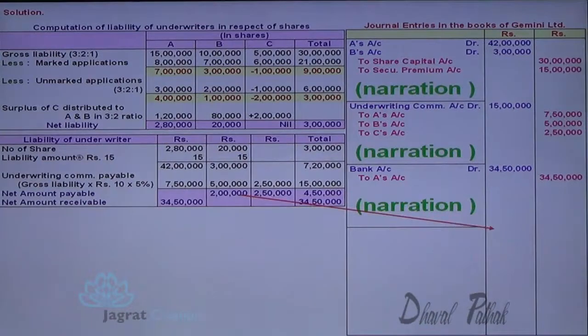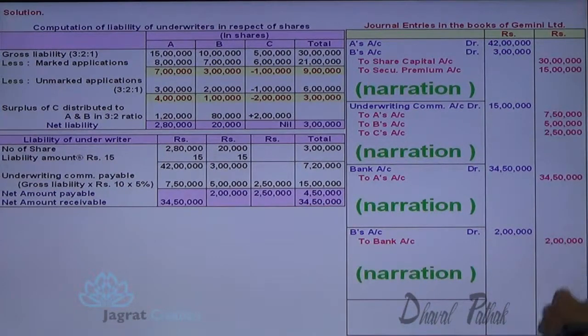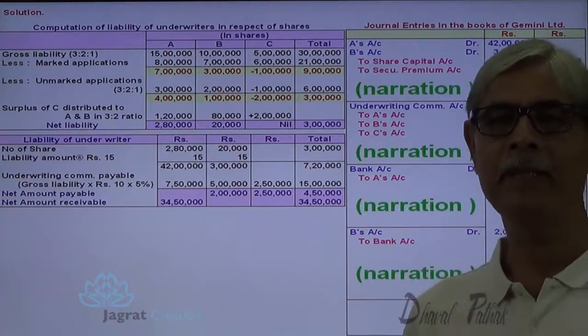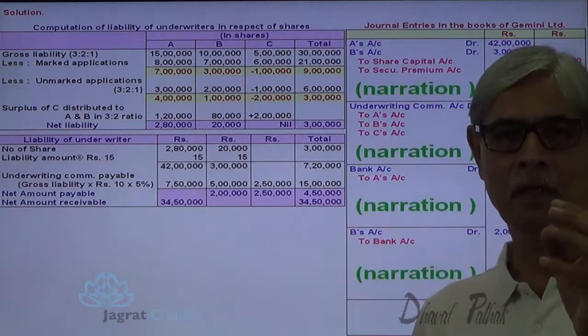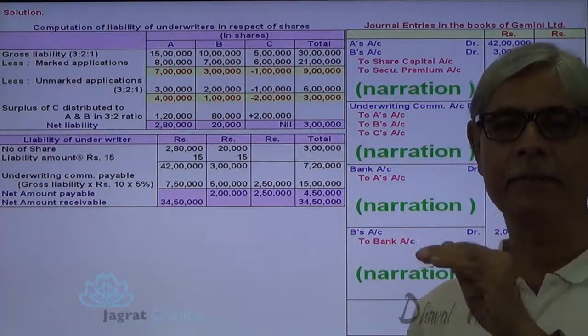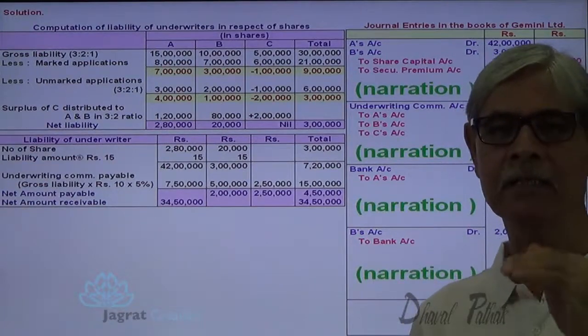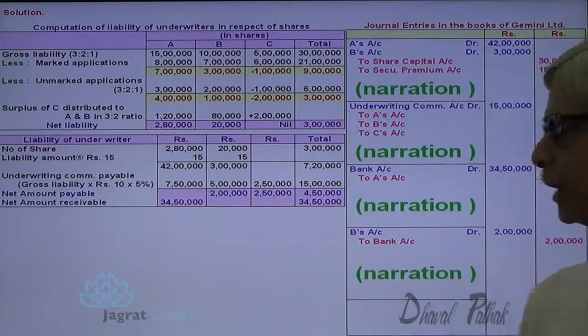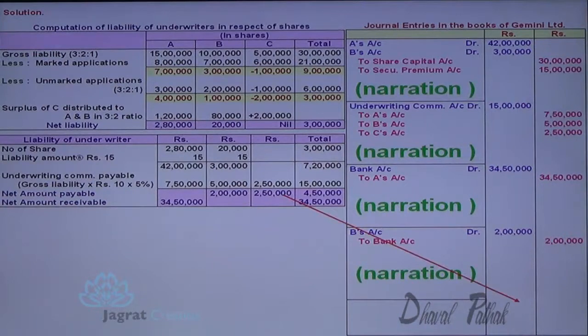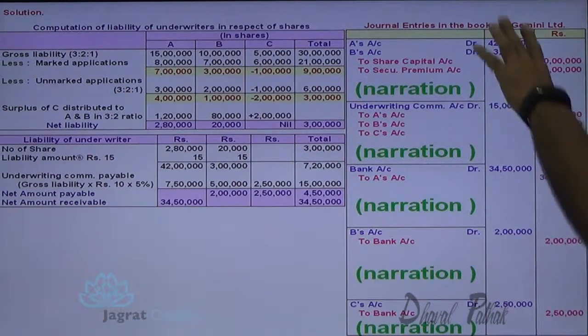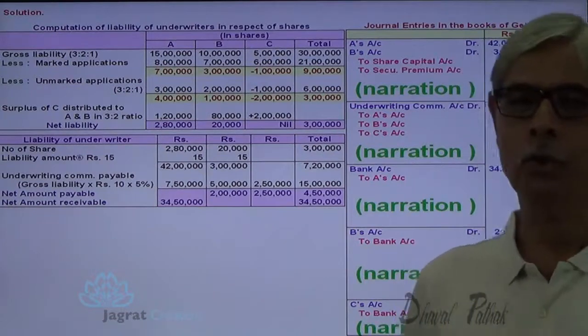Amount paid to B: B's account debit to bank account credit, being amount paid to B against underwriting commission after adjusting the amount due on shares allotted. And C: C's account debit to bank account credit, being underwriting commission paid to C. This is the narration for C. So this is how you can write the narration in your own language.